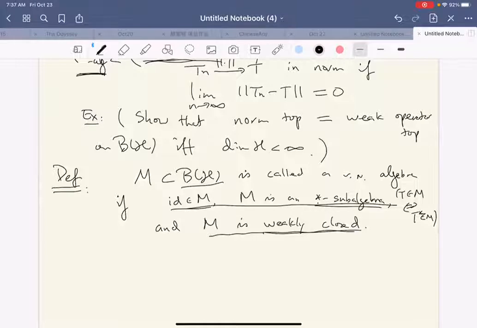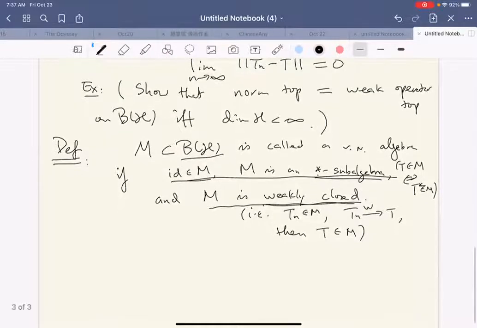We asked M to be weakly closed. This means that if you have T_n in M, and T_n converges to T in the weak operator topology, then this limit, the weak limit, is also in M. Okay. So this seems to be a lot for those of you who have never seen this before.